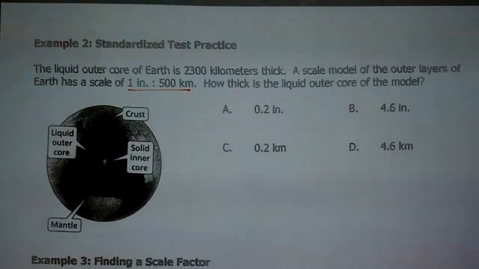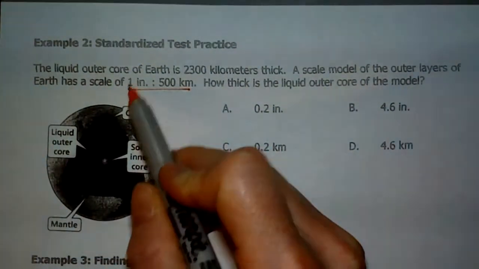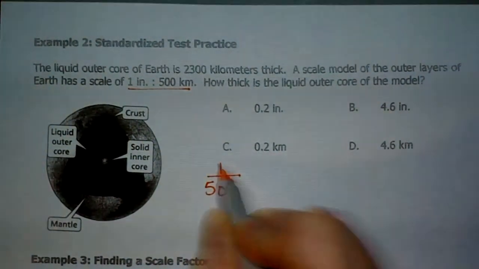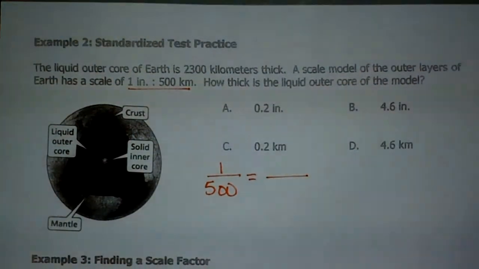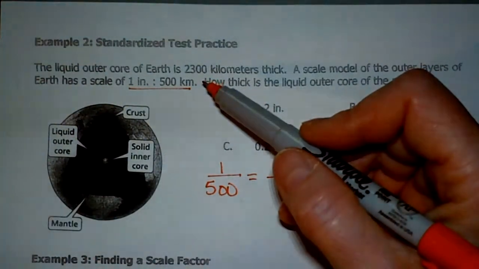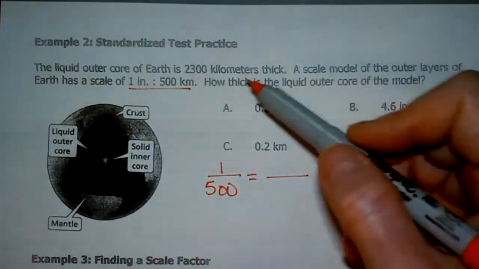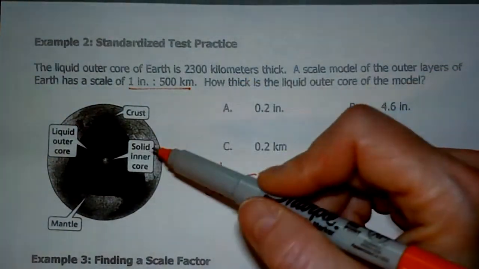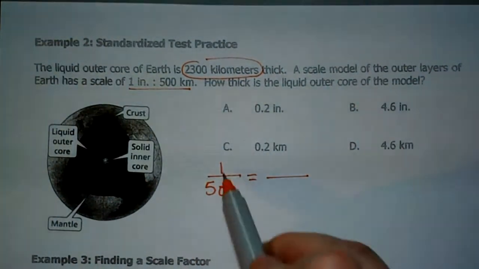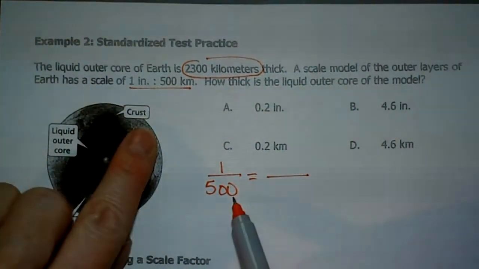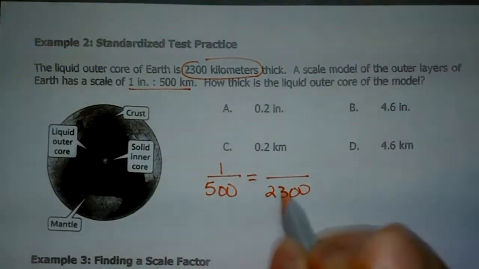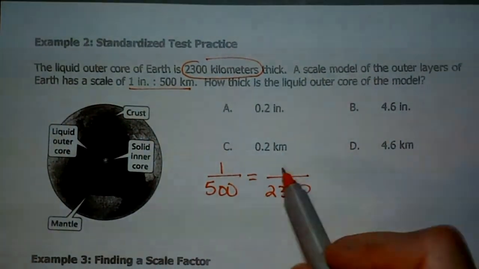Okay, this is just like before. I want to use the 1 to 500. So I want to solve this, and I know I'm going to use that scale of 1 inch equals 500 kilometers, right? Now this time I don't have to measure. It tells me in the problem that the liquid outer core of the Earth is 2,300 kilometers thick. And I'm trying to figure out how big the model one is. So you're given 2,300 kilometers. In your ratio here, the top is inches and the bottom's kilometers, right? So this time, the kilometers have to go on the bottom, across from the other kilometers. And I'm trying to figure out the model.